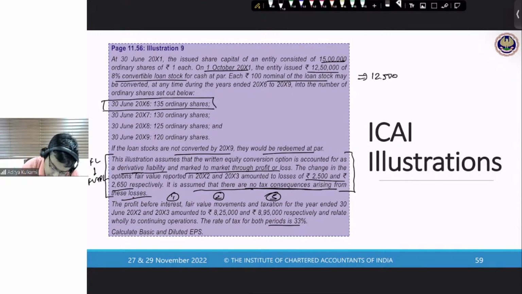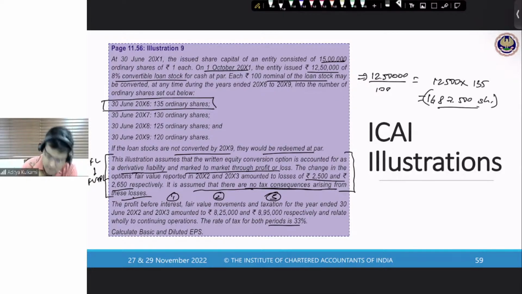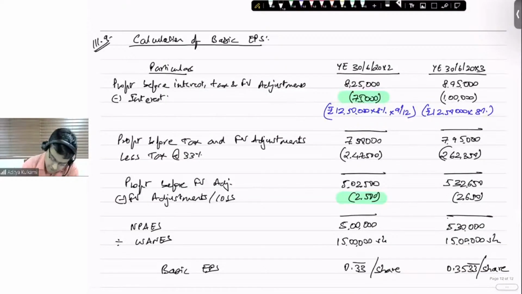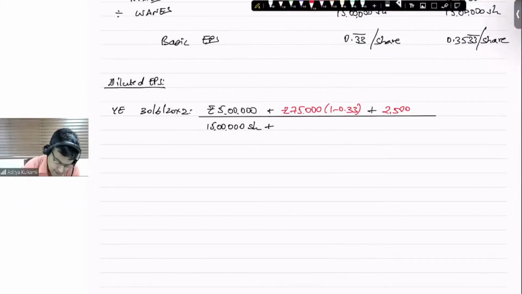So 12,50,000 divided by 100. So that gives you how much? 12,50,000 divided by 100. 12,500 into 135. So that gives you 16,87,500 shares. So we will be adding that. Okay, that is the shares which will be added on account of exercise of the option.